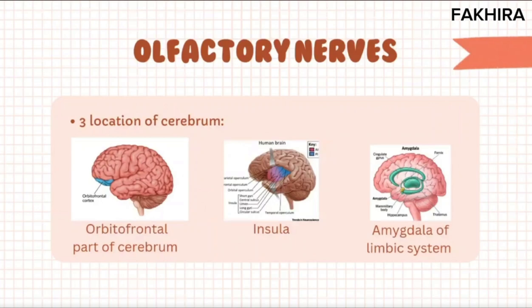There are 3 locations in the cerebrum. First is the ventral-frontal part of the cerebrum. Second is the insula, which is a deep area at the temporal cerebrum. Lastly is the amygdala or limbic system.